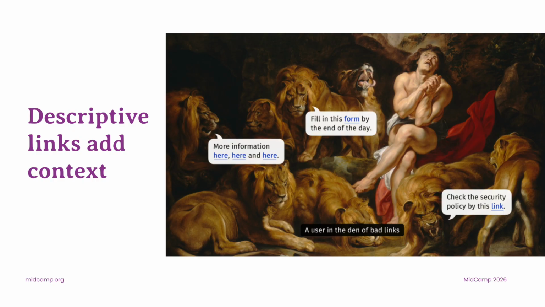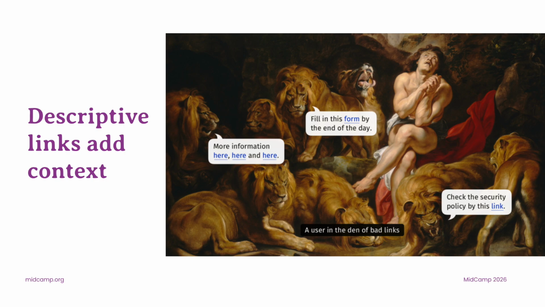Okay. Descriptive links add context. So the image on the left is titled A User in the Den of Bad Links. It shows a very distraught human surrounded by lions. There are 3 lions that have thought bubbles. One of them is saying, fill in this form by the end of the day, and the form is underlined as our text link. The next one is more information here, here, and here, with here, here, and here as our text links. And then check the security policy by this link.